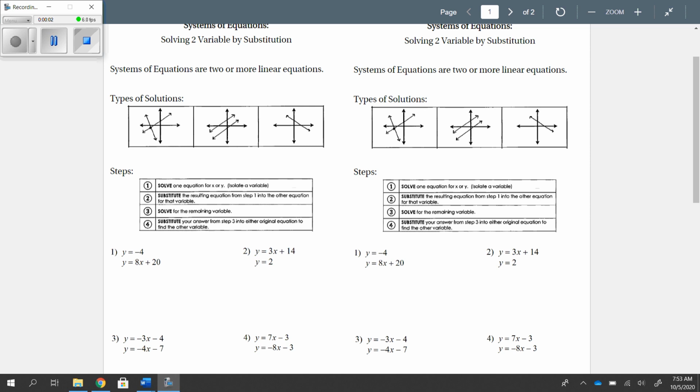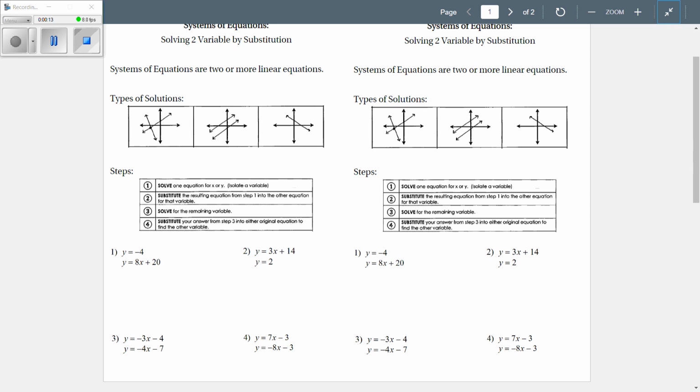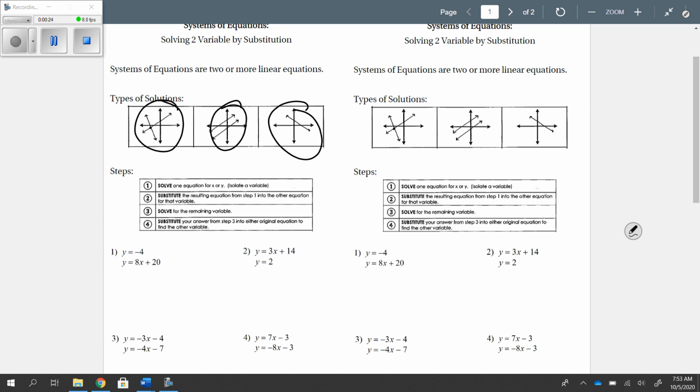All right, we are starting our unit called Systems of Equations, and we're starting with solving two variables by substitution. It says here in your notes, systems of equations are two or more linear equations. So if you were to graph it, it would look like that, or this, or that. But we're not going to graph them just yet. We need to learn how to solve them.